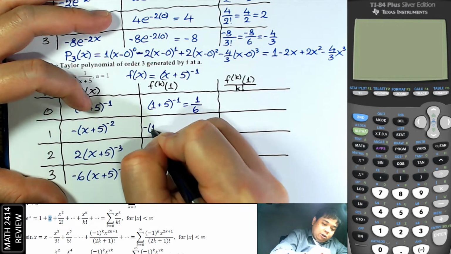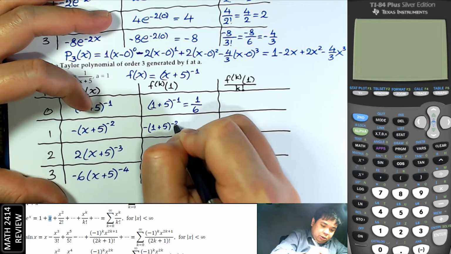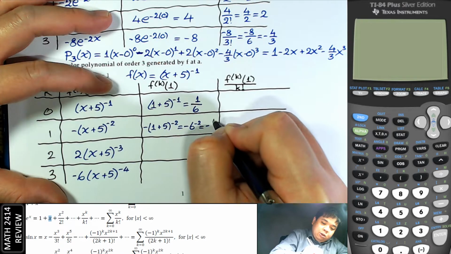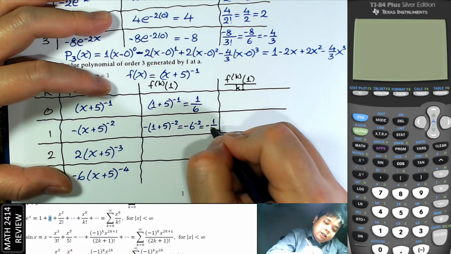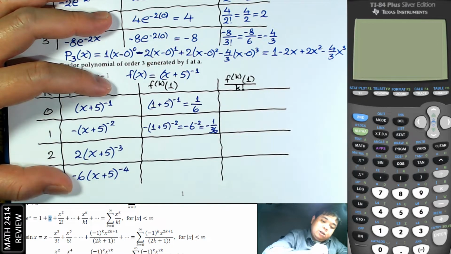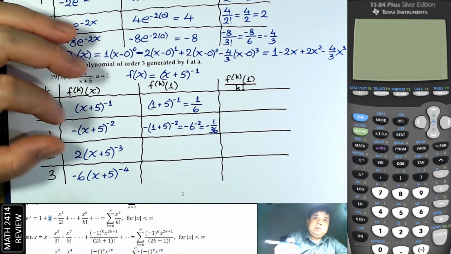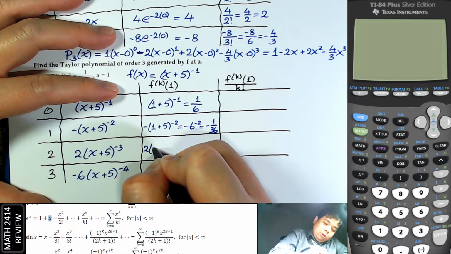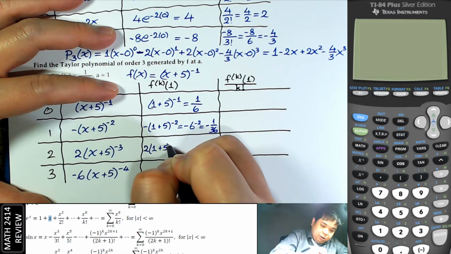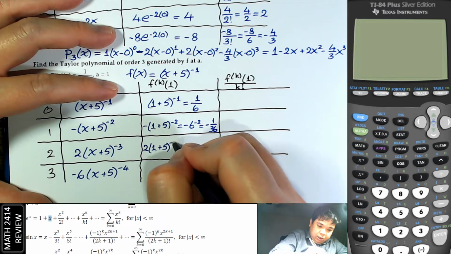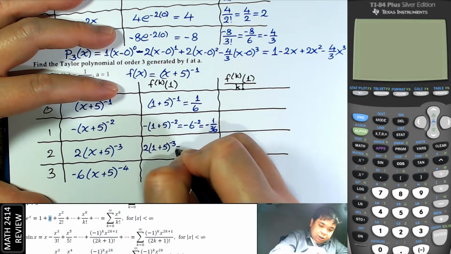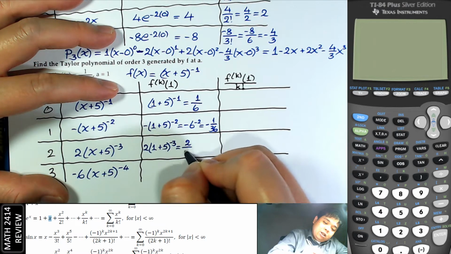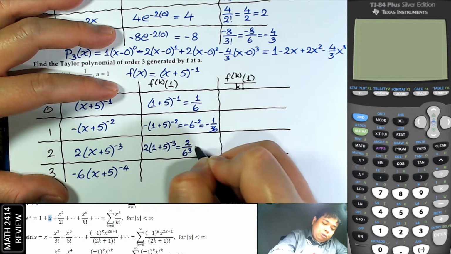Negative 1 plus 5 to negative 2. Negative 6 to negative 2 is negative 1 over 36. Next, 2, 1 plus 5 to negative 3. We have 2 over 6 cubed, which is 216.